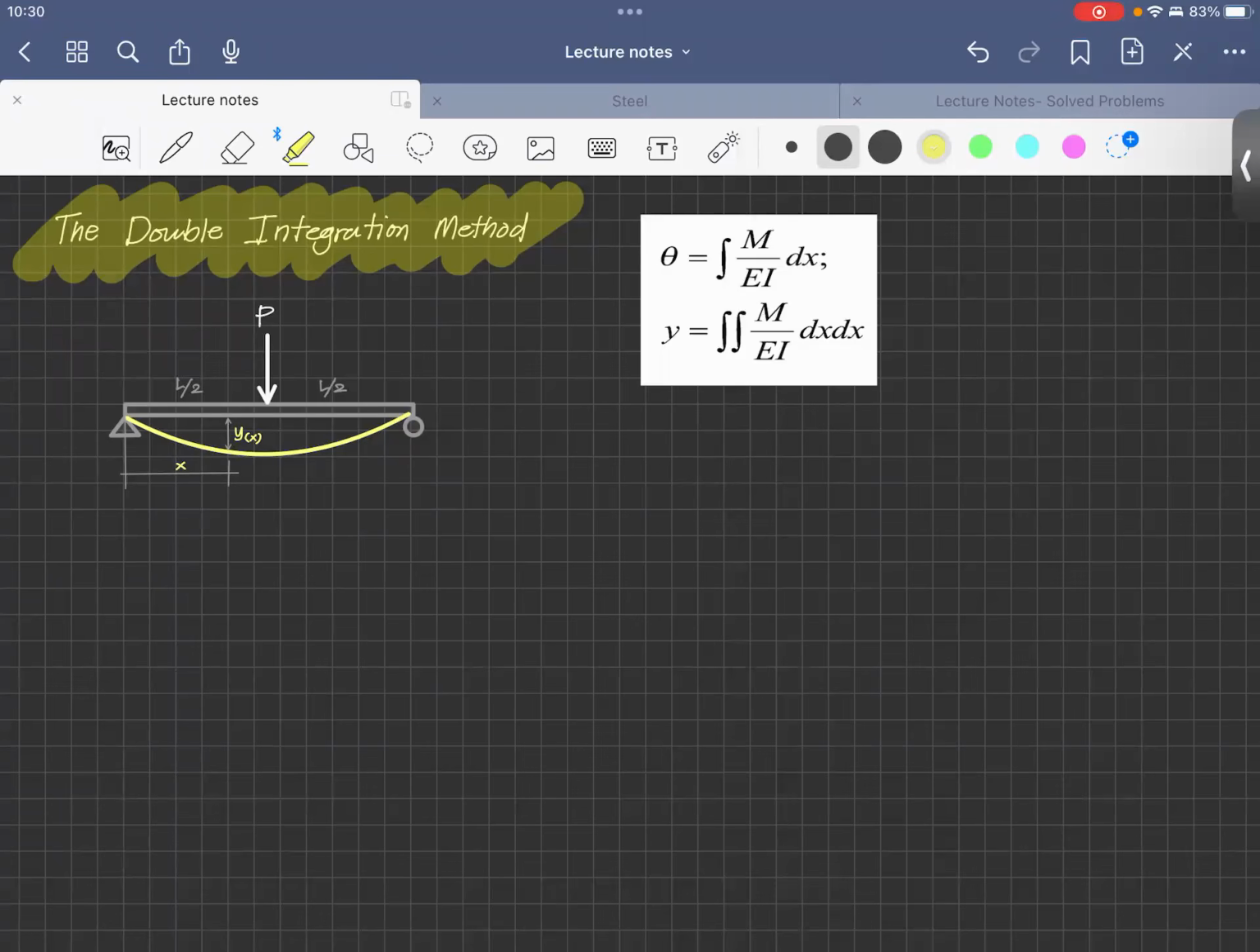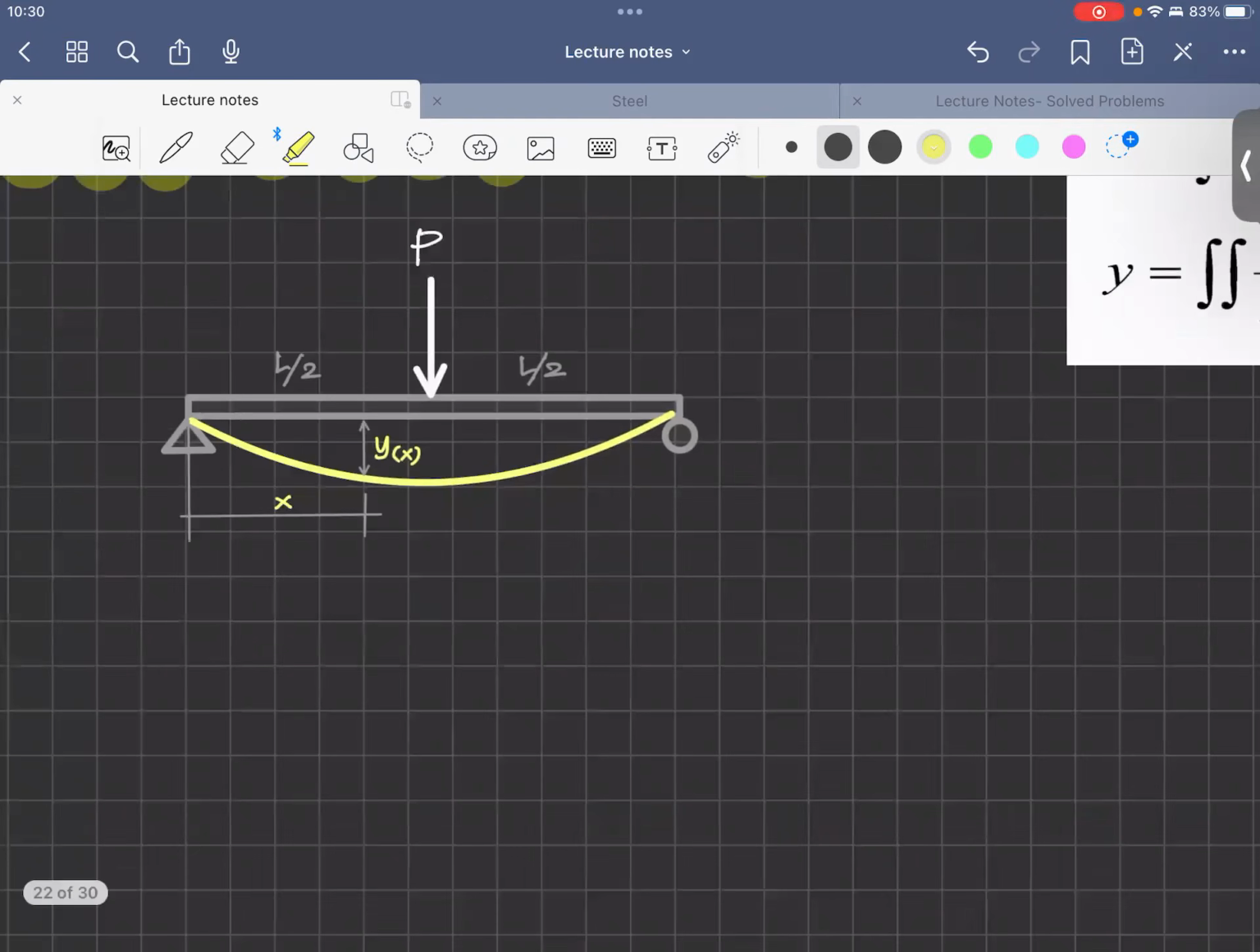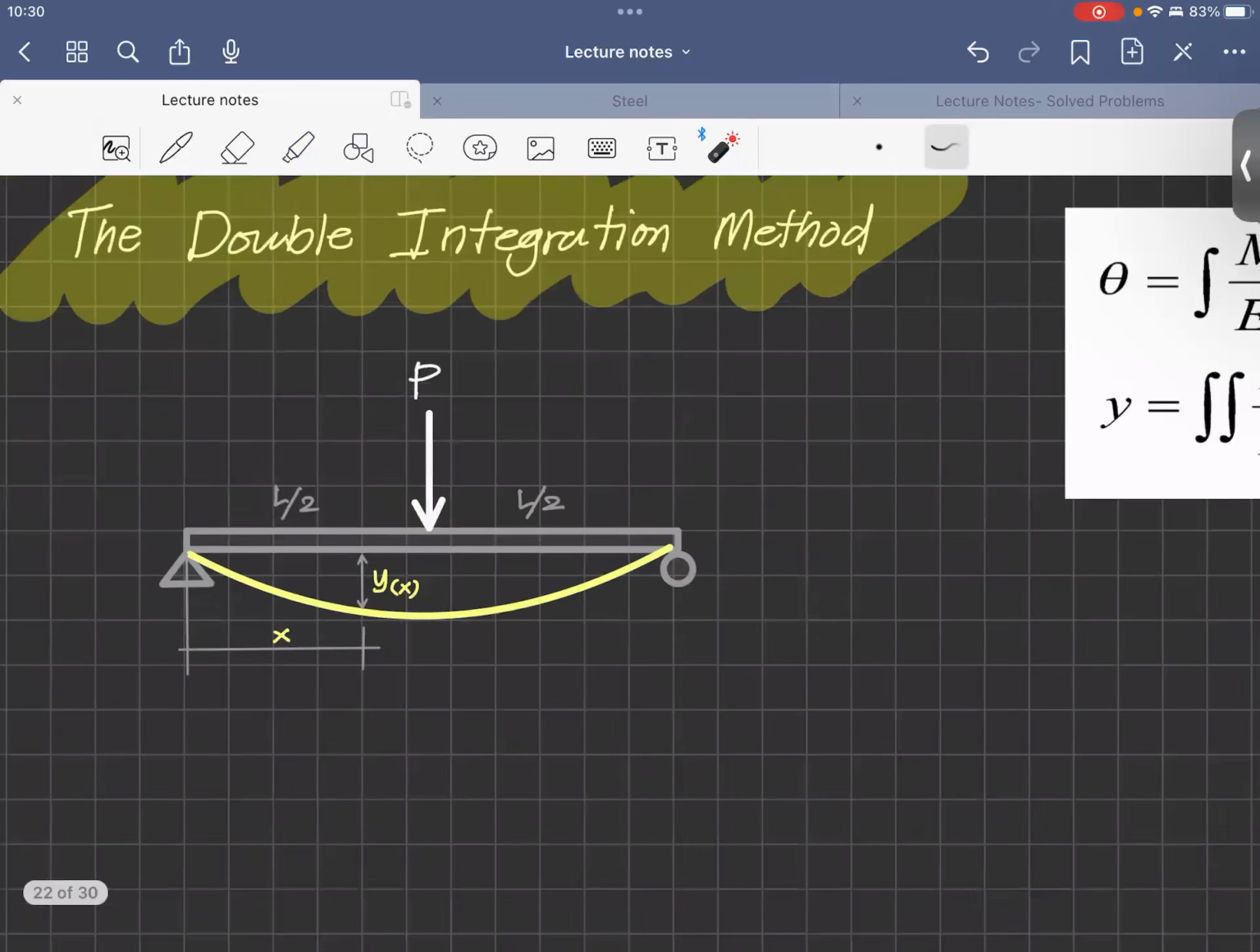To start with, let's have here an image. So we have here a beam, and the yellow line is what we call your elastic curve, or the shape of the beam once it deflects. As you can see here, about any point along the beam, our deflection varies. So it is important that we know how to solve for the deflection.